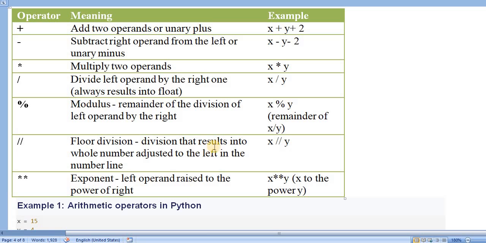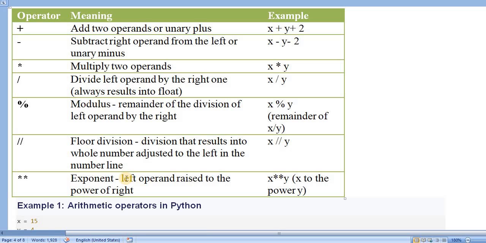Floor division returns the result as the whole number adjusted to the left on the number line. Suppose the quotient is 3.3, it will return 3. If the quotient is 3.9, it will also return 3. So floor division will return the integer quotient, we can say.